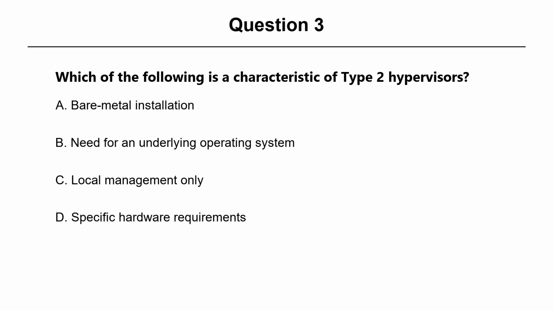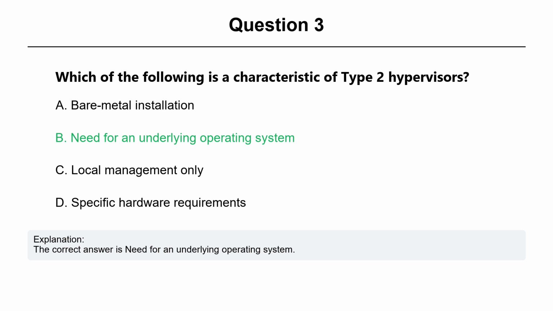Question 3. Which of the following is a characteristic of Type 2 hypervisors? Option A, bare metal installation. Option B, need for an underlying operating system. Option C, local management only. Option D, specific hardware requirements. The correct answer is option B, need for an underlying operating system.